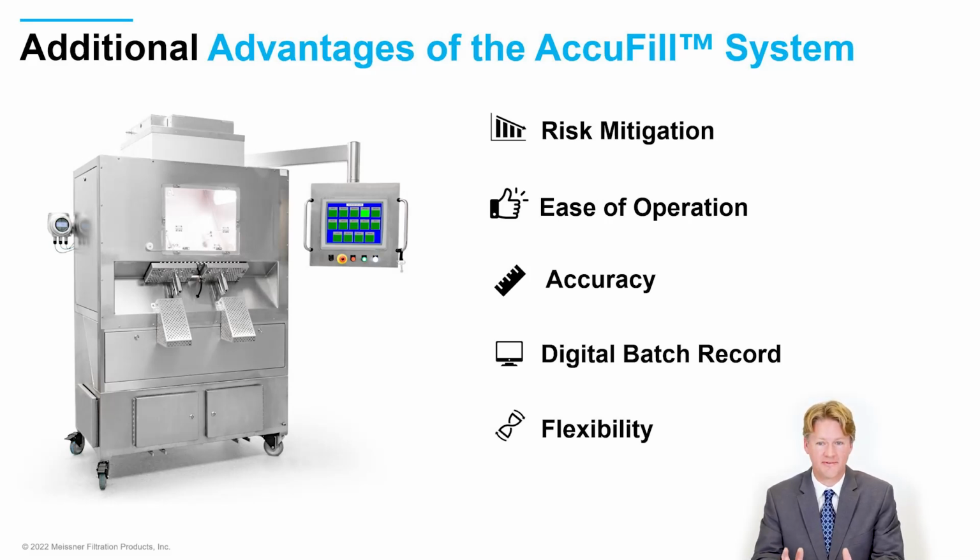The system is also very accurate. The Coriolis flow meters and adaptive filling capability achieves an accuracy of about 50 milliliters on any fill volume, and the AccuFill system stops automatically when the target fill volume is reached. The system also creates a digital batch record, which eliminates documentation errors. And it's also very flexible, with each fill head being operated completely independently for maximum filling flexibility and efficiency.